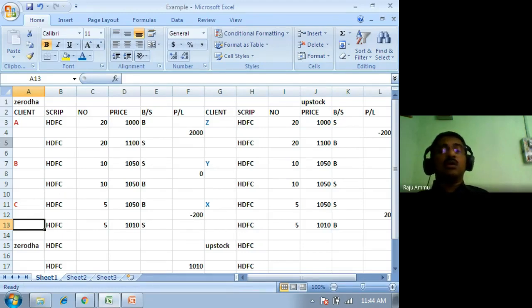Okay, on behalf of the clients, the mark-to-market margin also will be maintained by Zerodha. And the same is the procedure for Upstox also.